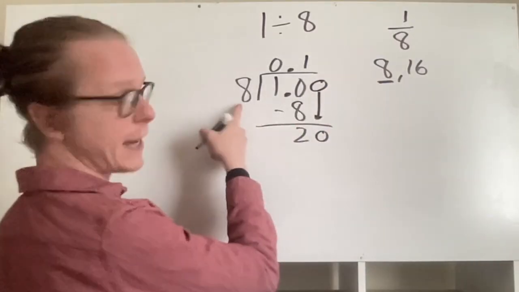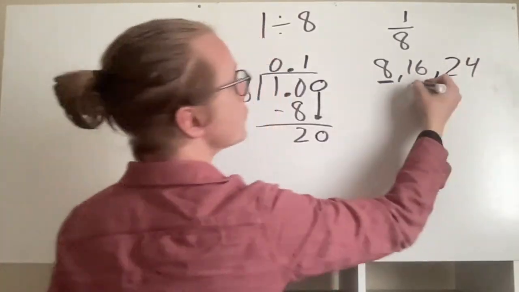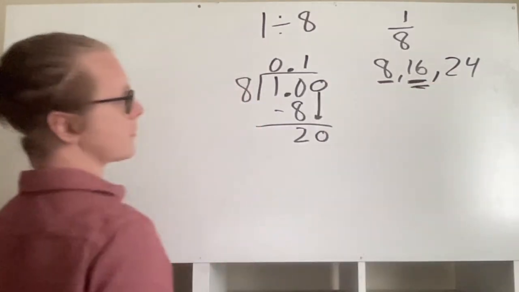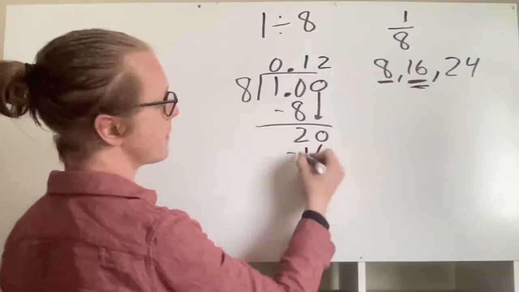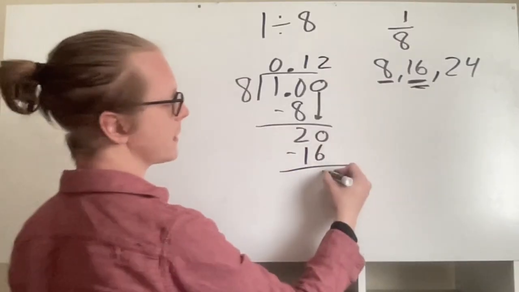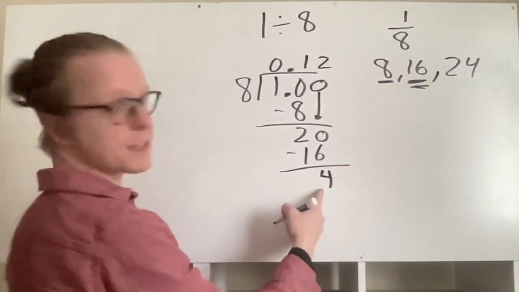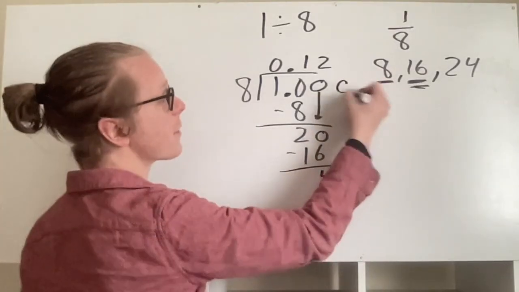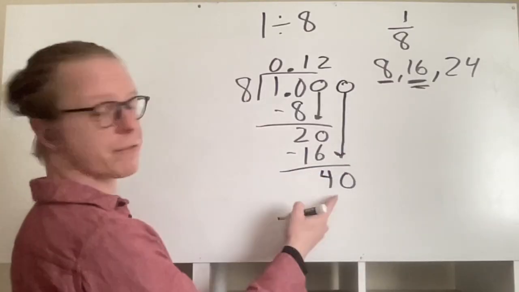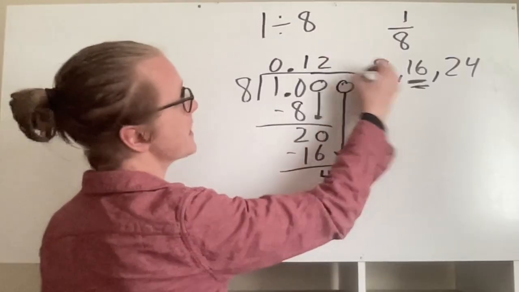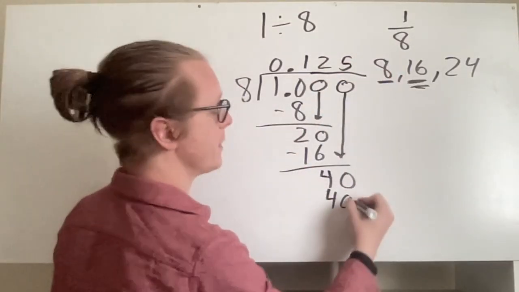And let's go again. Can 8 go into 20? Yes. 2 times. So 8 goes into 20 2 times, which is 16, leaving us 4 left over. We still have something remaining, so we have to add another 0. And finally, can 8 go into 40? Yes, it goes in exactly 5 times, because 5 times 8 is 40.